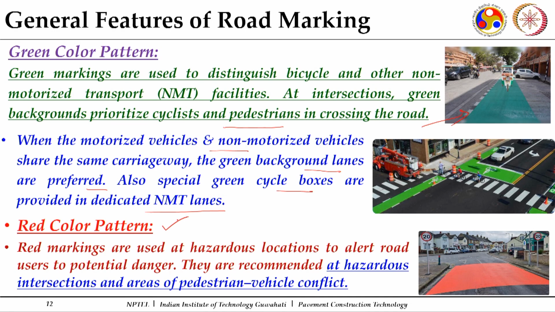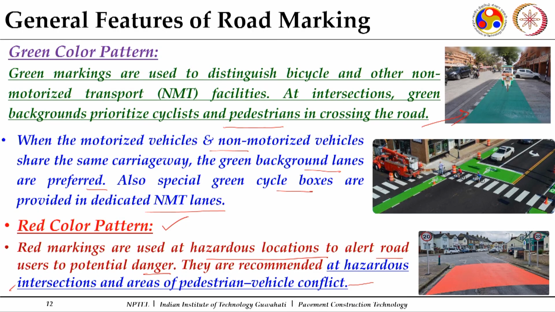Then the other one is your red color pattern. Red markings are used specifically at hazardous locations. The red color itself indicates a similar feature, to alert road users to potential danger. So, if that is there, we can get an idea that there is some potential danger, and some precaution has to be taken. They are recommended at hazardous intersections and areas of pedestrian-vehicle conflict, where there are more chances that some conflict may arise between your motorized vehicle and specifically the pedestrian movement. We can provide the red color patterns there.